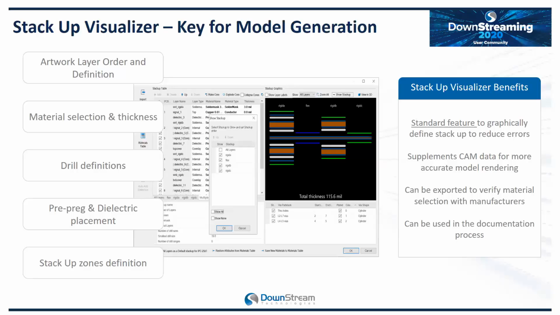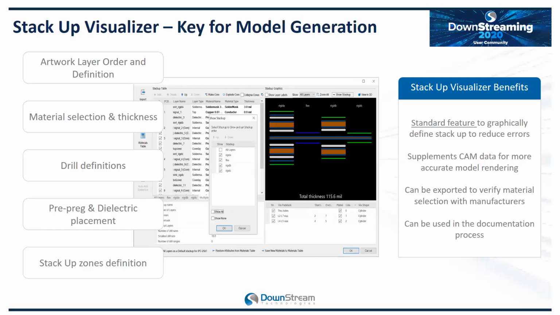One of the things we do in the stack up visualizer is also allow you to fill in the blanks in between those artwork files by defining how those artwork files are going to be. Are they going to be part of a core? Is it a foil? Where does the prepreg go? And so forth. Drill definitions are the same case, especially when dealing with blind and buried vias.